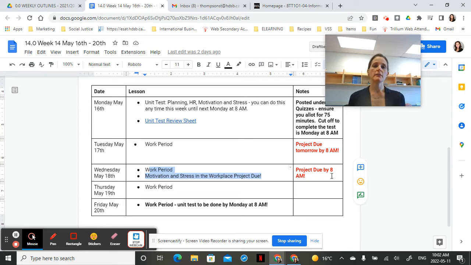And then outside of that, you have your unit test to write. You can write this test at any time this week up until next Monday at 8 a.m. So making sure that you decide when you want to write this test this week is really important. And again, you can write it on the long weekend if you want, up until the Monday morning. Victoria Day is Monday, so you don't have school, but you can't write it past 8 a.m. that day. It is due by 8 a.m. You have 75 minutes to complete the test. Once you open the test, that 75-minute clock begins.